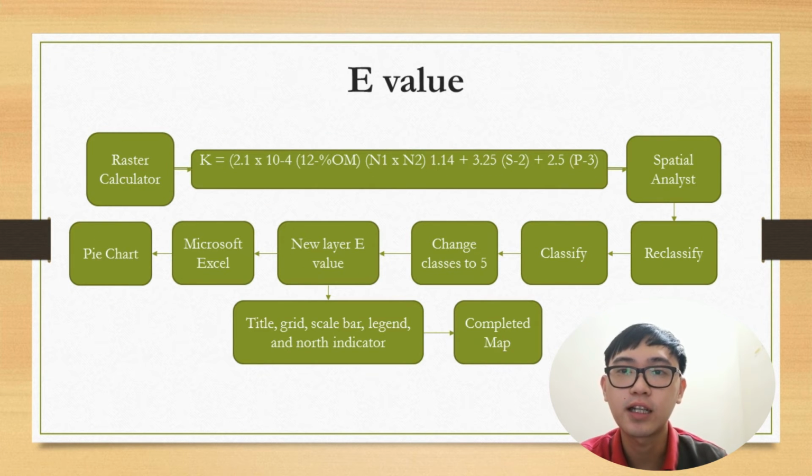Finally, gather all the data in the raster calculator and use the formula in this flowchart. After that, use spatial analyst to reclassify the class into 5, then produce a new layer, E value. Using the data in the attribute table, produce a pie chart in Microsoft Excel, and insert title, grid, scale bar, legend, and north indicator to make a complete map.